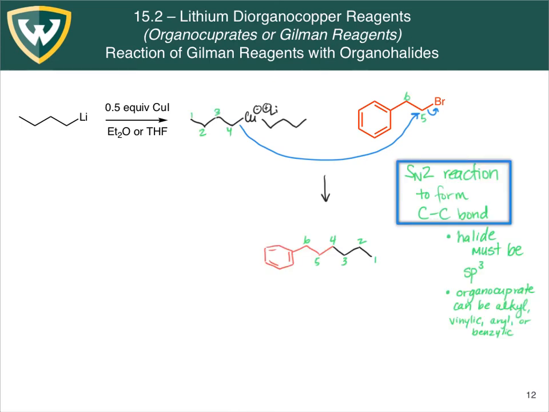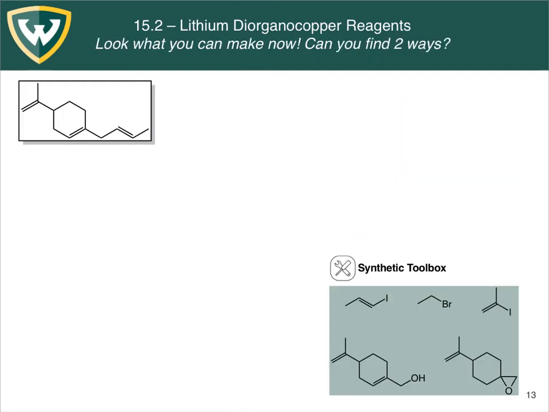So a couple of quick reminders. When we're doing a cuprate SN2 reaction to form a carbon-carbon bond, the halide must be sp3, and the organocuprate can be alkyl as shown here, or vinylic, aryl, benzylic, etc. So now we have another synthesis problem, and I'll encourage you to try this one on your own, and we'll go over that solution during the discussion section.